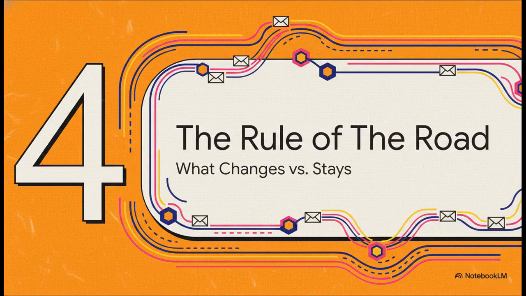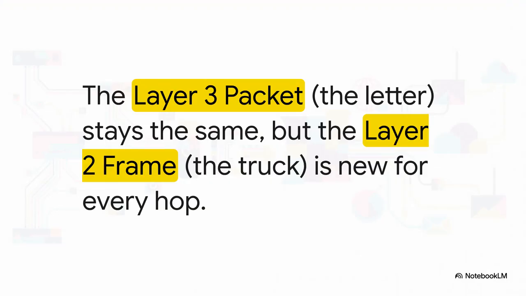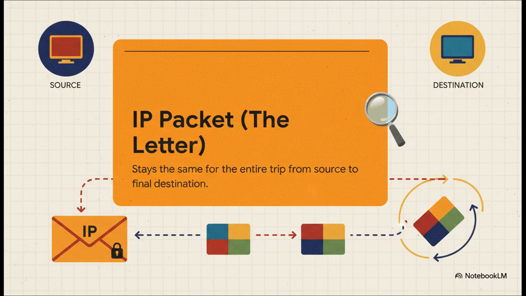Okay, but here's where the analogy gets really powerful. And trust me, this is a massive point for the CCNA. What happens when that letter has to make multiple stops along the way to its final destination? This right here is the golden rule. You have to burn this into your brain. The letter inside the envelope, that's your layer 3 packet, is sealed. The address on it never, ever changes during the entire trip. But the delivery truck, the layer 2 frame, gets swapped out for a brand new one at every single stop along the way. So let's say it again, just to be crystal clear.